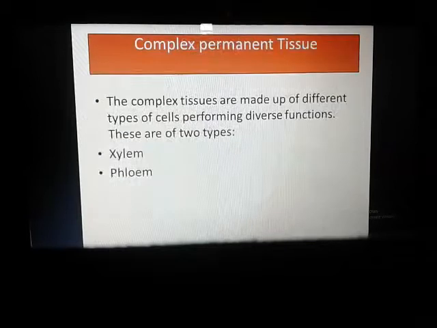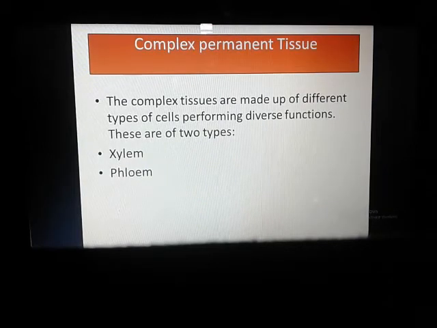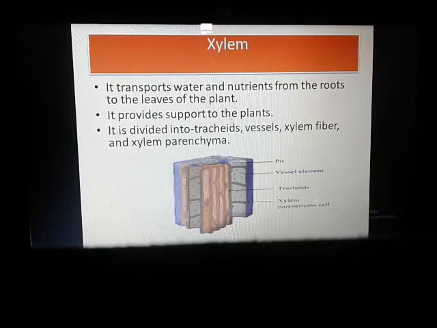Now coming to the point, what is the complex permanent tissue? The complex permanent tissues are basically of two parts: one is xylem and another is phloem. These are all permanent tissues. The complex tissues are made up of different types of cells performing diverse functions, and these are of two types, xylem and phloem. So one by one I will discuss the two.